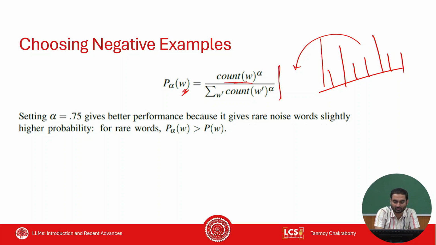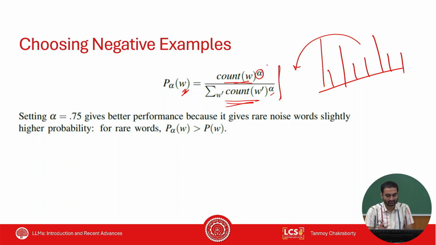So count of this W by sum of count, this is the unigram probability. I will essentially use another parameter alpha. So count to the power alpha by sum of count, and every count has this alpha as a power. Why is this needed? The addition of this alpha will give a slightly higher edge to the rarely occurring words or low frequent words, right?